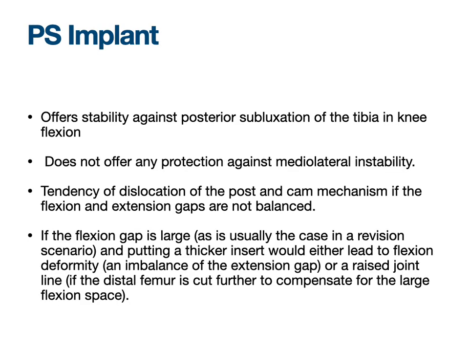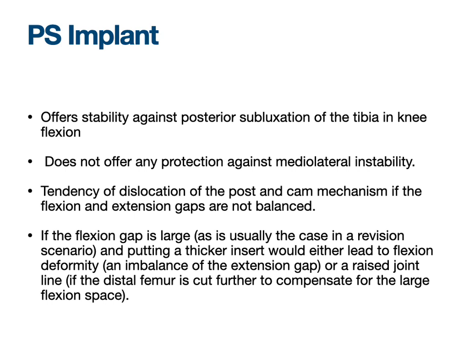The second commonest constraint that is used even in primary situations is a posterior stabilized implant. It offers stability against the posterior subluxation of the tibia in knee flexion. However, it does not provide any protection against mediolateral instability. If the flexion and extension gaps are not balanced, there is a tendency of dislocation of the post and cam mechanism.